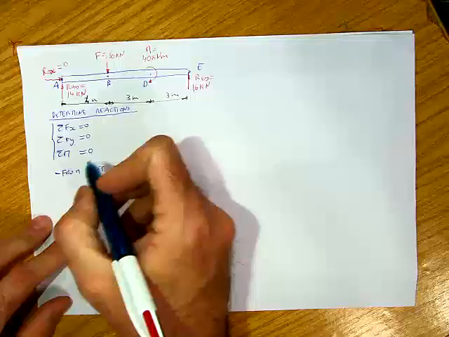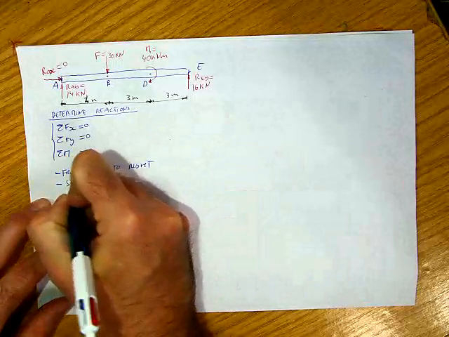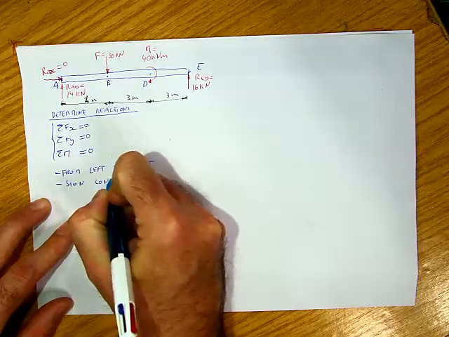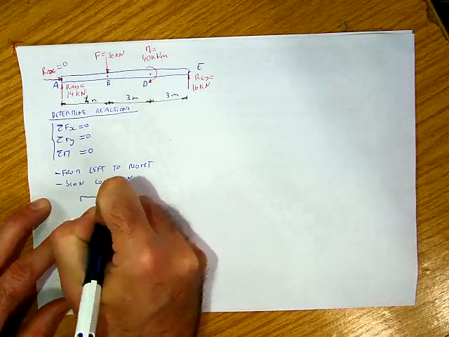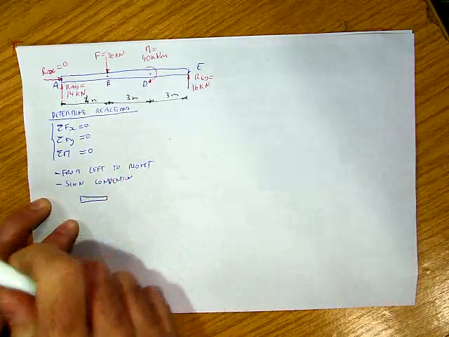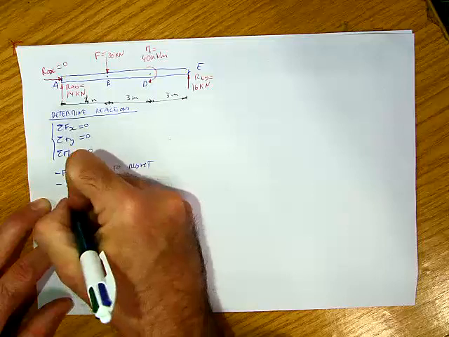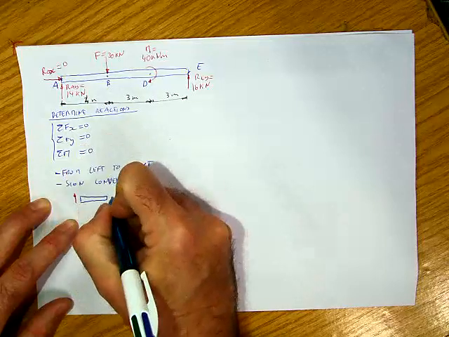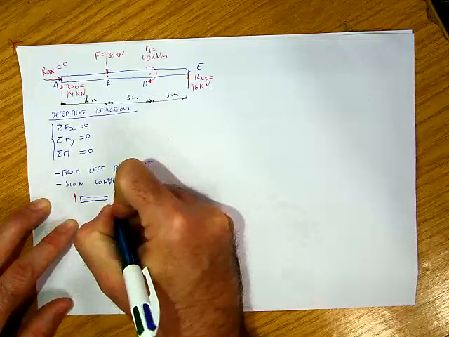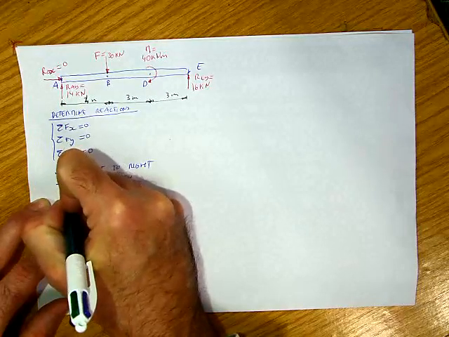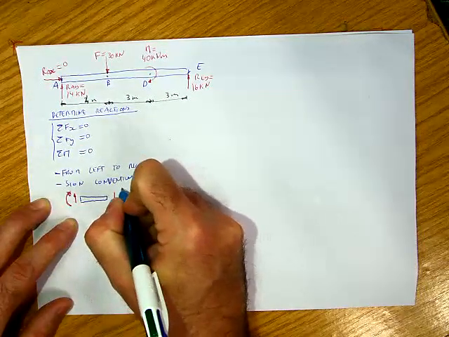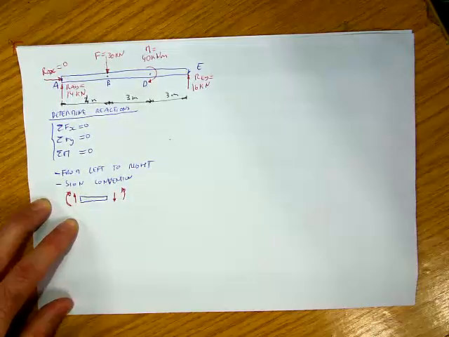So I go from left to right, and this is my sign convention. Positive shear when it is on the left is up, when it is on the right is down. The bending moment when it is on the left is clockwise, when it is on the right is anticlockwise.